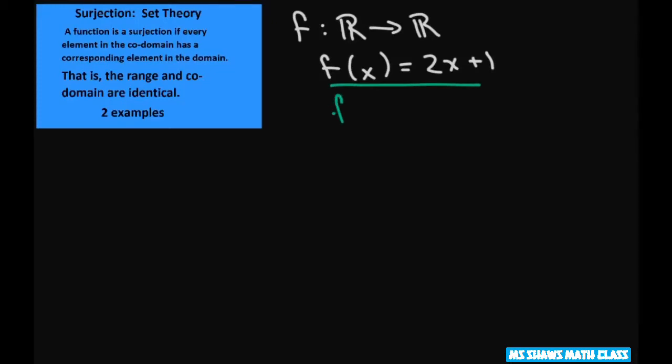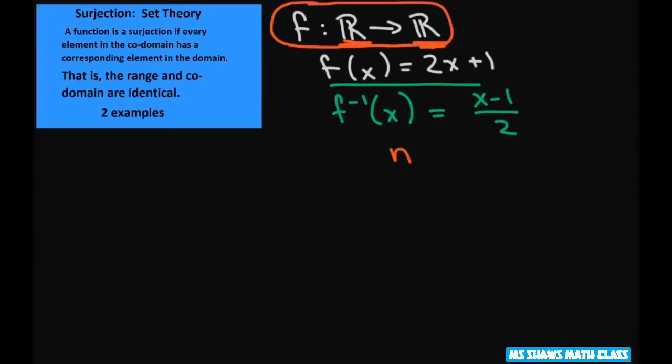If you look at the inverse, and you can do the inverse just mentally, if you change the x and y, you'll get x minus 1 divided by 2. So we could say every element in the codomain, remember this is your codomain and this is your domain when you write this out, corresponds to n minus 1 divided by 2 in the domain.